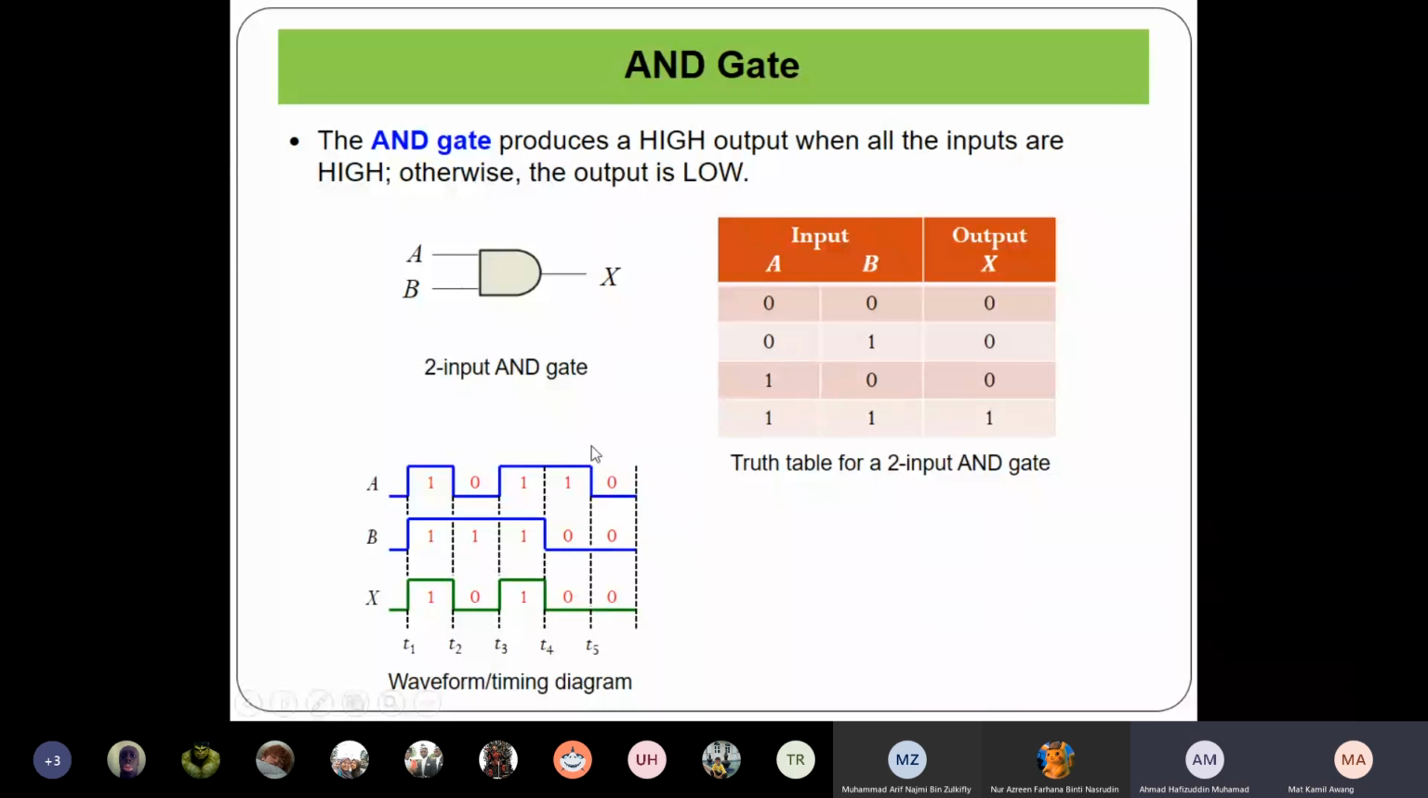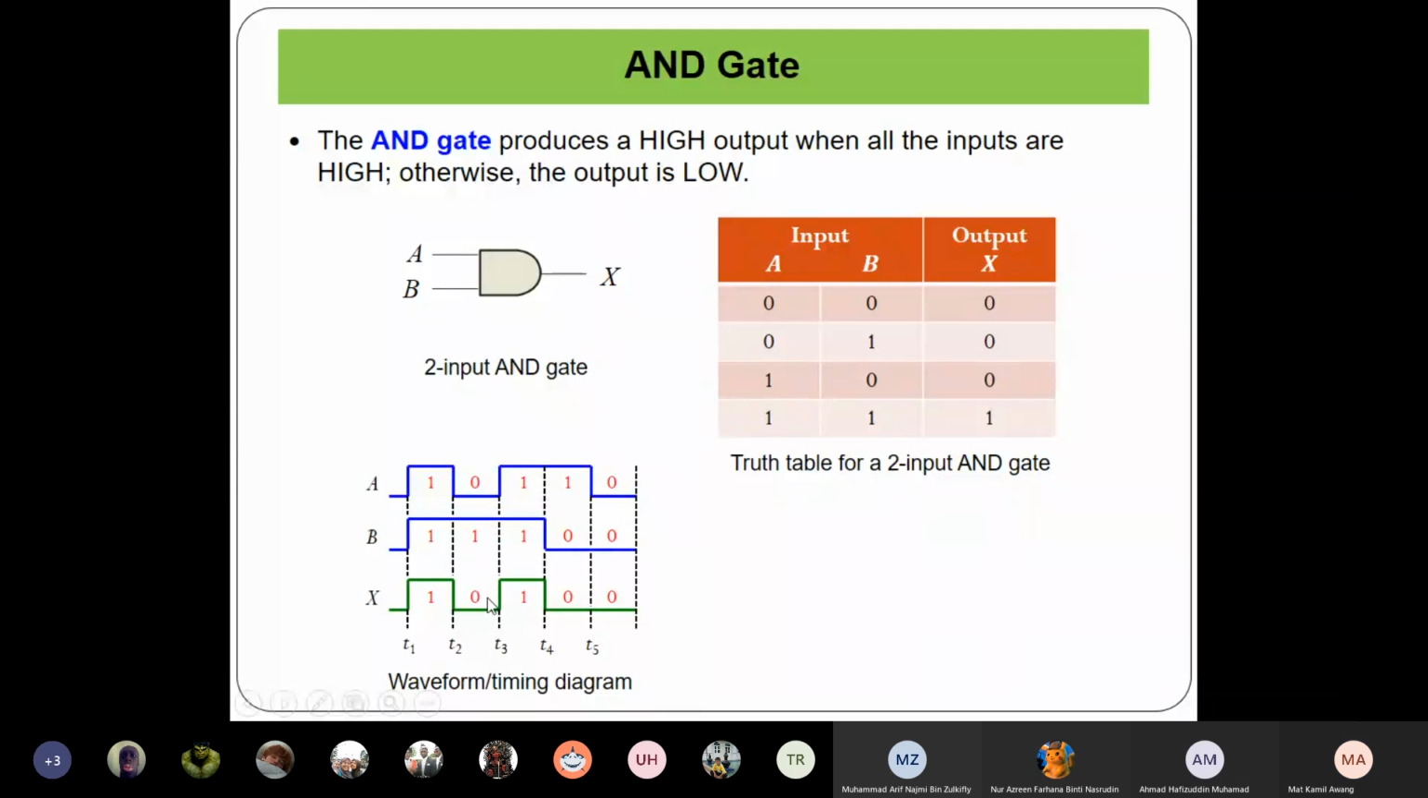So let's say that you have this signal for A and B. A is low, high, low, high, high, low. And B is low, high, high, high, low, low. So the output is low. 1 and 1 is, according to the truth table, 1. So high.